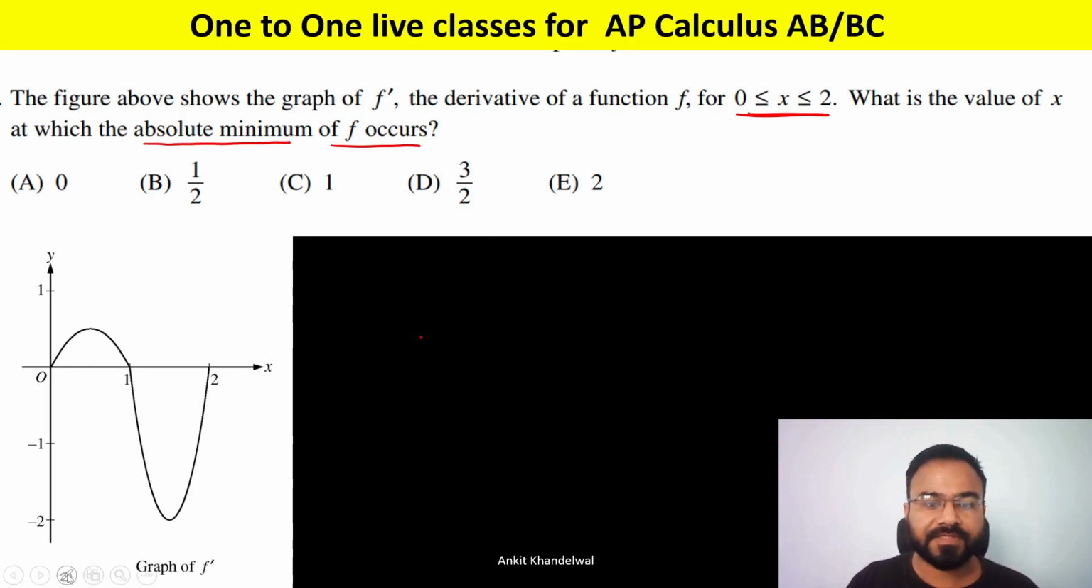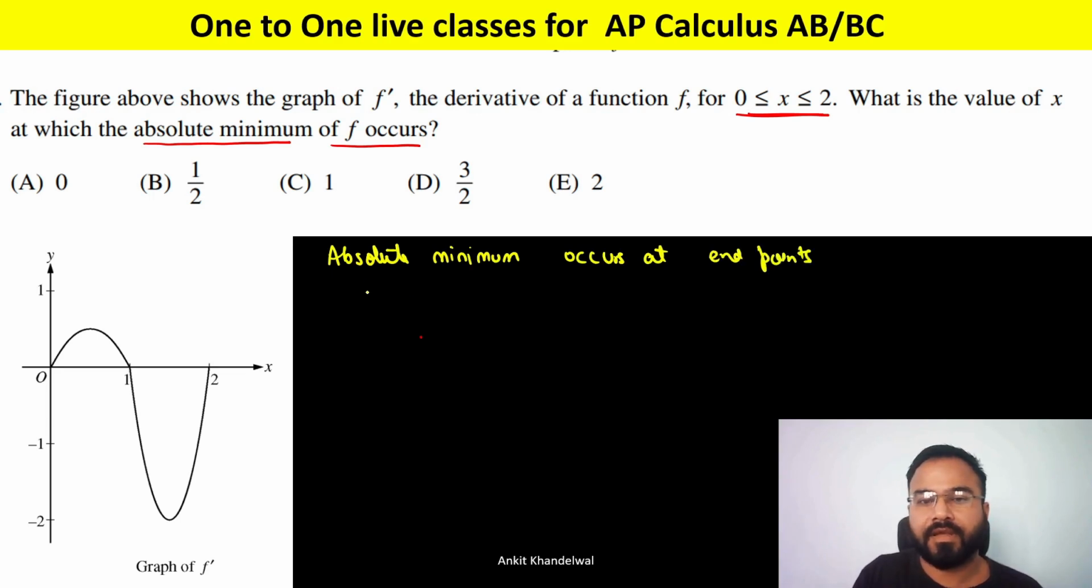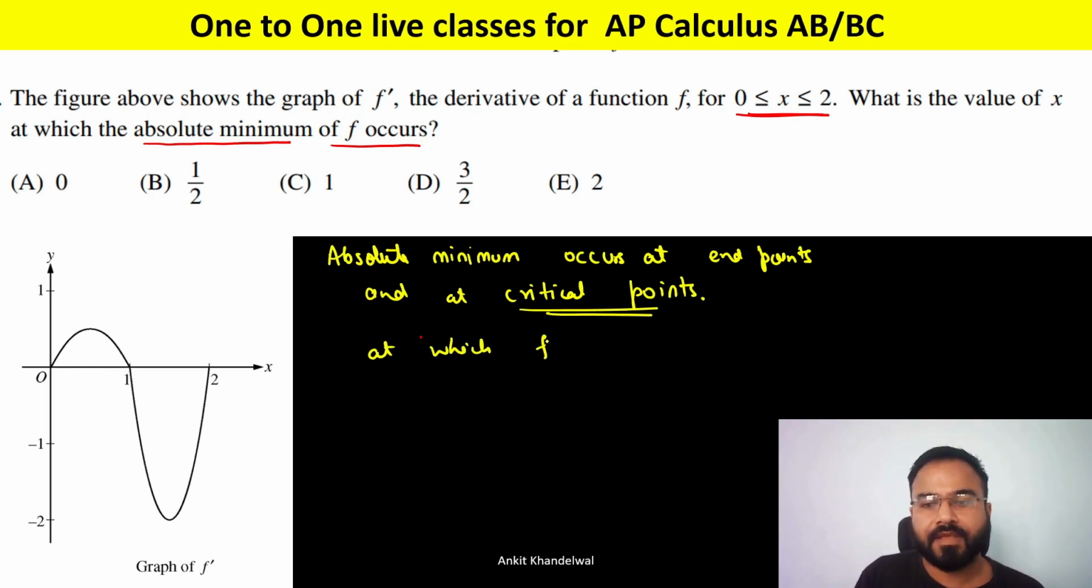Now, first of all, we have to decide where is the absolute minimum. So you can say first thing, that absolute minimum occurs at two places: at endpoints and at critical points. Now what are critical points? Critical points are those points at which f dash x is 0 or undefined. These are the two places where the critical points are there.